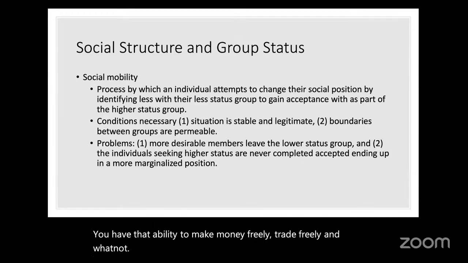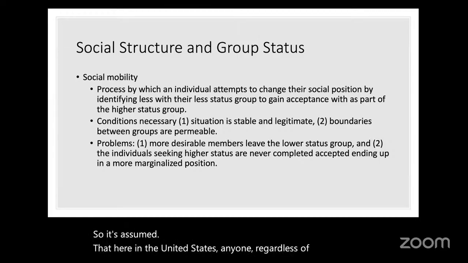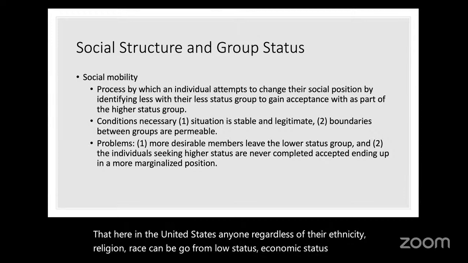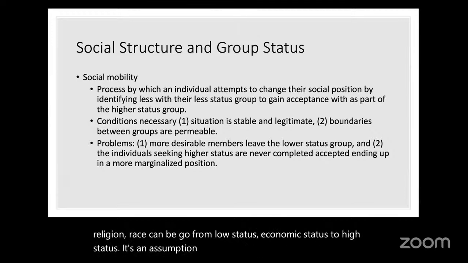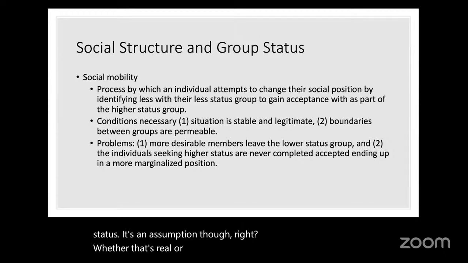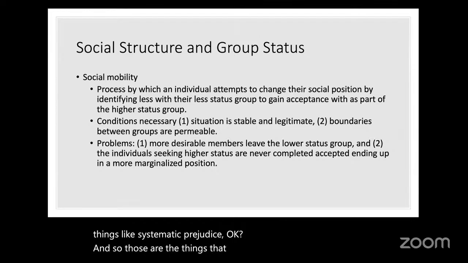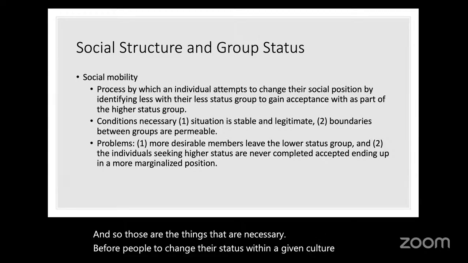So it's assumed that here in the United States, anyone, regardless of their ethnicity, religion, race, can go from low economic status to high status. It's an assumption, though, right? Whether that's real or not, we will talk about later when we get to things like systematic prejudice. Okay. Those are the things that are necessary for people to change their status within a given culture.